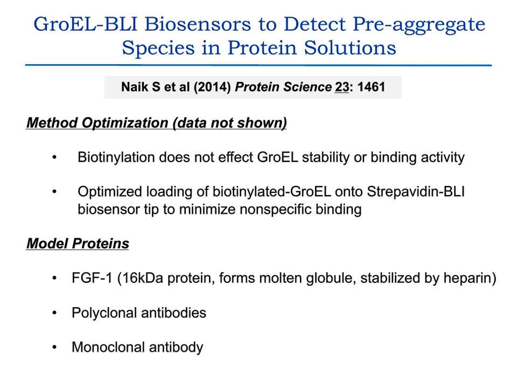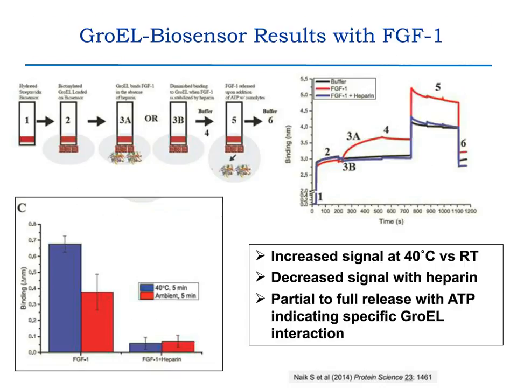So we took the GroEL biosensor and probed in the presence of FGF whether we get a signal. If you look at the bottom left-hand corner, this is the readout from the BLI. This is FGF either under ambient conditions or at 40 degrees C where it's known to form a molten globule. And you can see that we do get an increase in the signal. And then when we add heparin on the right, we get a decrease in the signal.